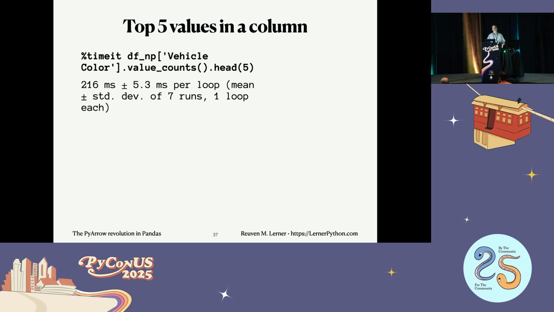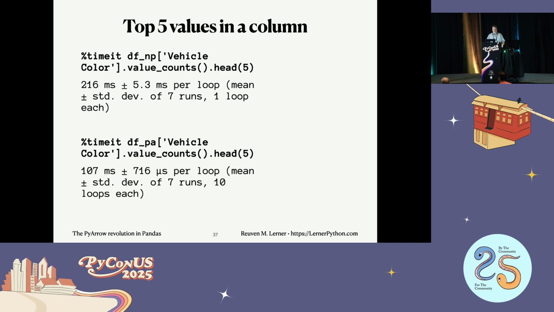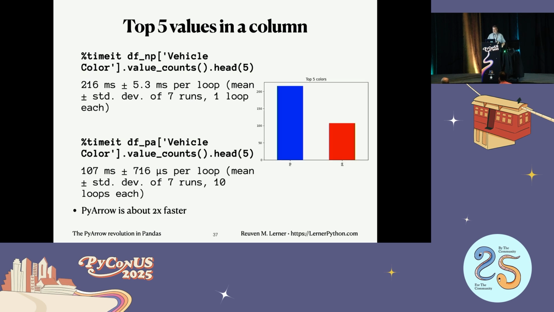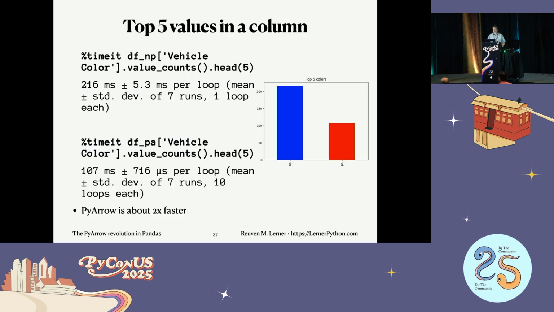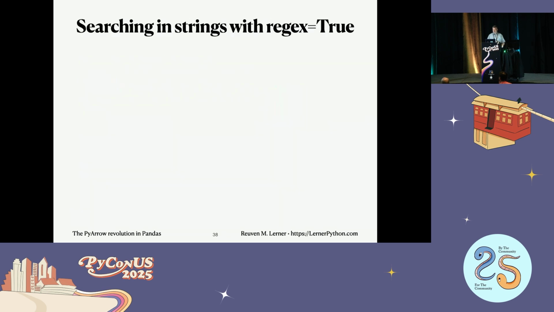And we see, okay, that takes 216 milliseconds. All right, what if I do it with PyArrow? And you can see here I have df of NP is the NumPy version, df of PA is the PyArrow version. And that takes 107 milliseconds. That's right, it's about twice as fast. And for those of you who have a tough time with math, you can even see the colorful graphs here. Now you can see the colorful graph. Okay, so you can see it's much faster.